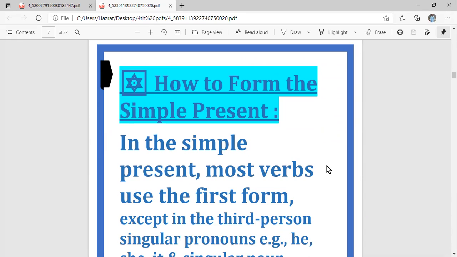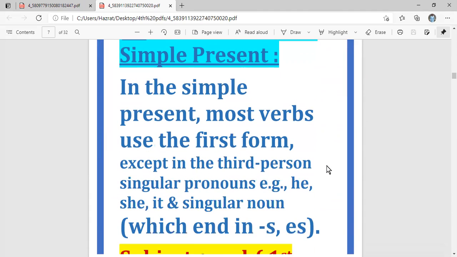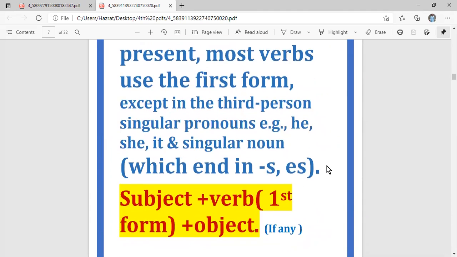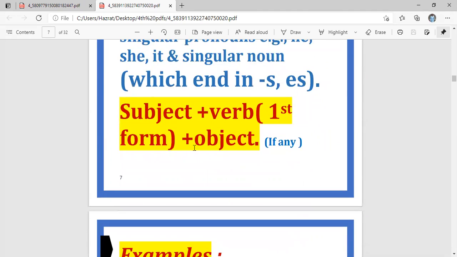And how to form the present simple tense? That is very easy. You will need a subject, then the verb first form, and an object, if the sentence is transitive, because it will pass its action towards the object. If it is intransitive, it will not need any object.